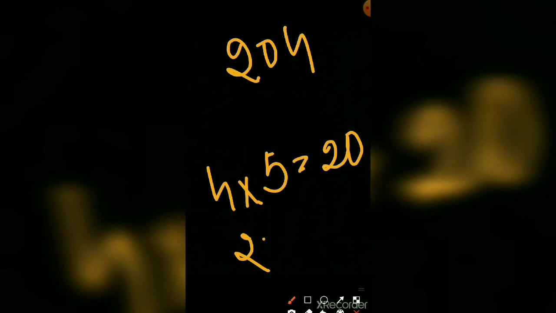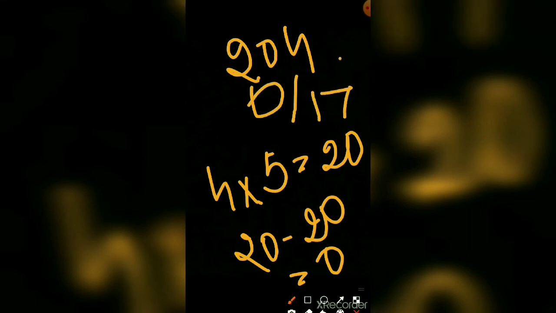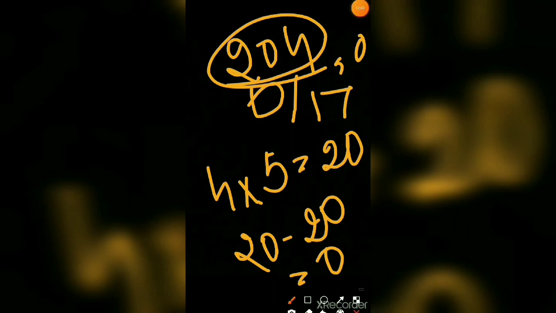Let's take another number. Okay, 204. So 4 fives are 20. Okay, and 20 minus 20 is what? It's 0, and we know that 0 is divisible by every number. So 0 by 17 is what? It's 0. So 204 is also divisible by 17.